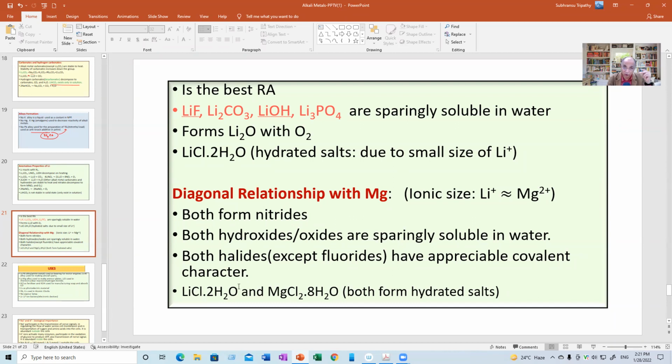Magnesium additionally has, sizes are same, I'm sorry, and high charge, of course. Magnesium has another advantage of high charge. The polarizing power is more. So they are soluble in organic solvents, so they have covalent character. And both form hydrated salts, right? This is 6, I'm sorry, 6 water.